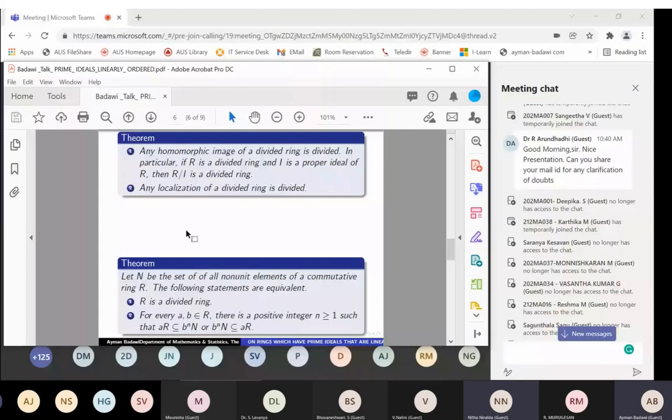And then you're going to ask another question: what about localization? If you select a multiplicatively closed subset S, and you localize R at this set, then it is also divided if the ring is divided. So any localization of a divided ring is divided. The homomorphic image of a divided ring is divided, and the localization is divided.